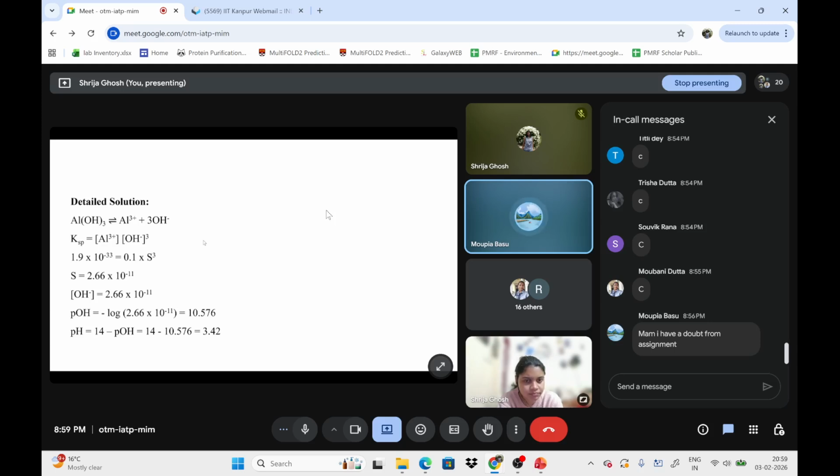I have done S into 3S cube equals 2.8 into 10 to the power minus 23, where S comes to be 1 into 10 to the power minus 6. Yeah. So your OH minus concentration is 3S. Accordingly, you can calculate 3S and then you can calculate the rest of the things. Okay, ma'am. Thank you. Anyone else has any doubt?